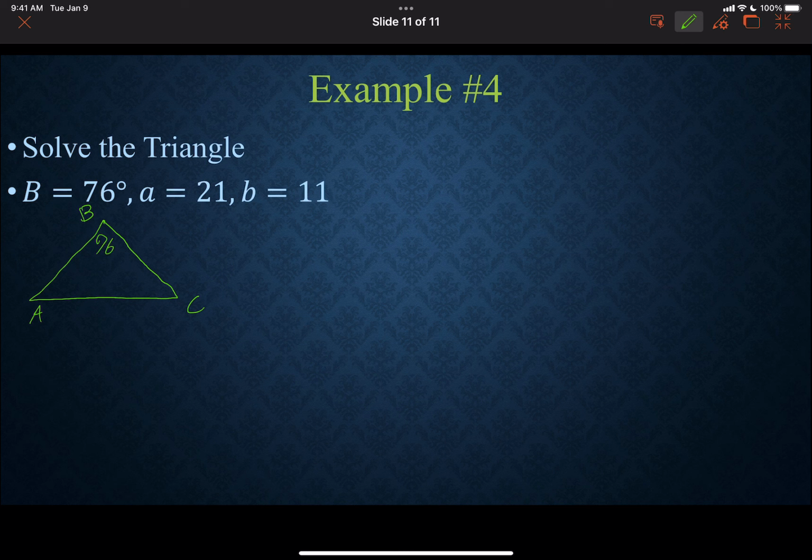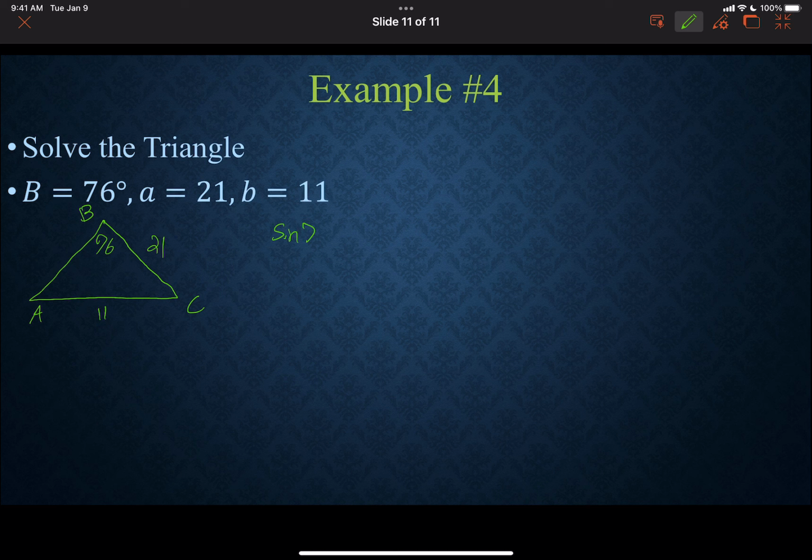Now, if side B was 20 rather than 11, that's a better chance of that being true, because I could easily have a triangle that's 76 degrees and another angle that's like 89 degrees. That's perfectly fine. But the further away B is from A, the smaller angle B has to be for this to actually work out. So we're going to see when we set this up.